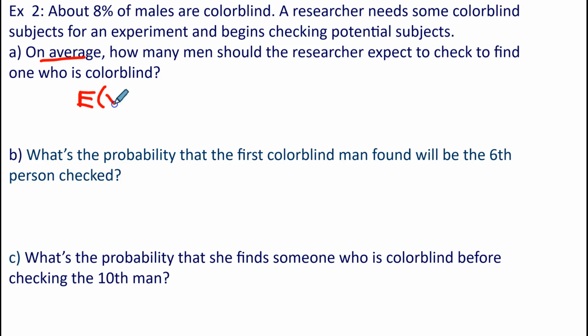So to get the expected value, it would just be 1 over P. So in this case, it would be 1 over 0.08. And when we enter that into the calculator, we get 12.5. So on average, we would expect to see 12.5 subjects before we encounter someone who's colorblind.